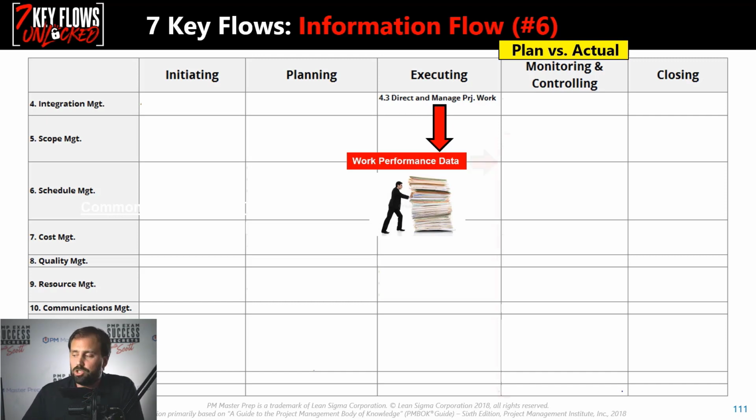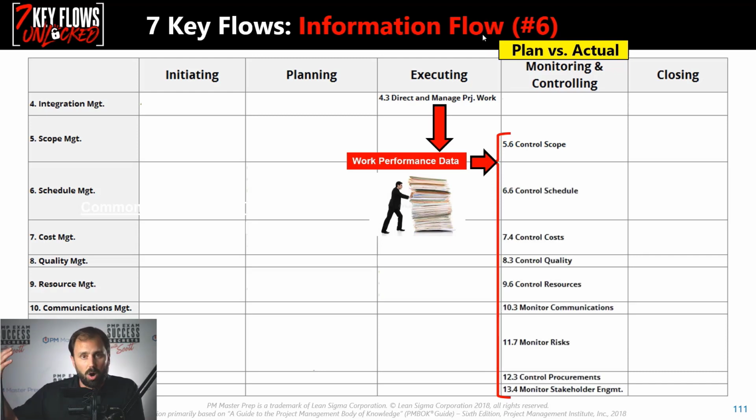So what do we need to do? We've got to go to all these processes: control scope, control schedule, control cost, quality, all the way down to monitor stakeholder engagement. It's either control or monitor that leads into these processes. Basically what we're doing is looking at what reality is versus what we thought it should be, the plan. And we're saying, what's going on? Is it bad? Do we need to do something? So while we go through that, the way we get that realization, that aha, is we do data analysis.